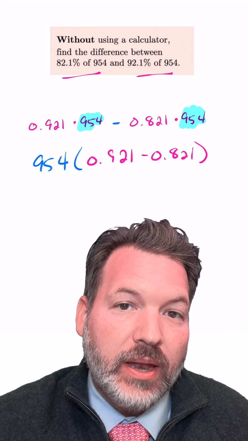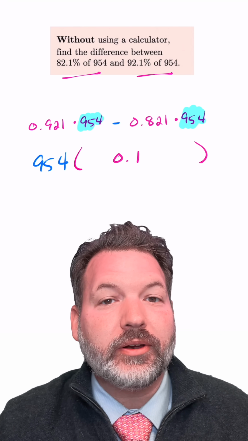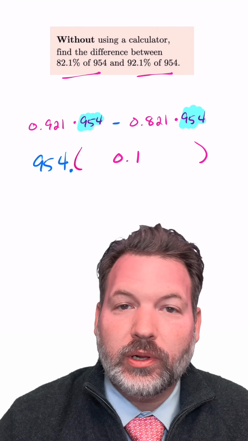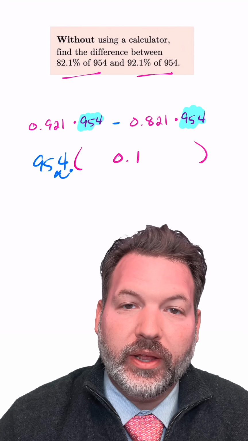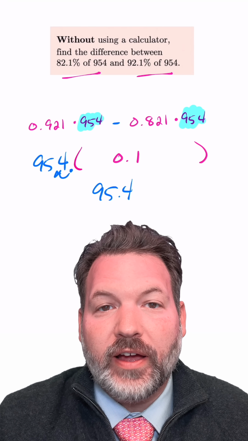In other words, that 10% difference that we noticed a moment ago. That 10%, as we multiply it out, is equivalent to taking the decimal after the 4 and moving it to in front of the 4, and so we can see that that difference should be 95.4.